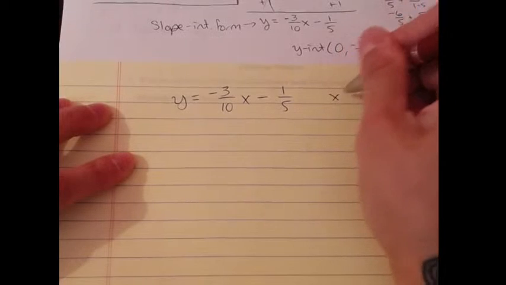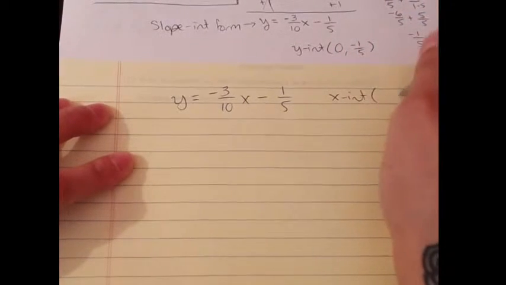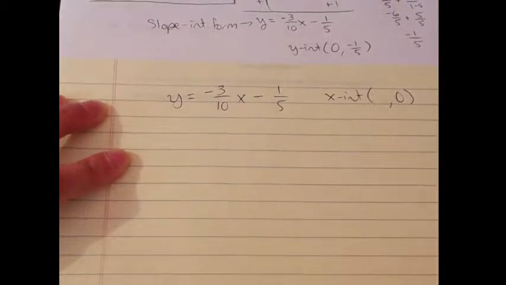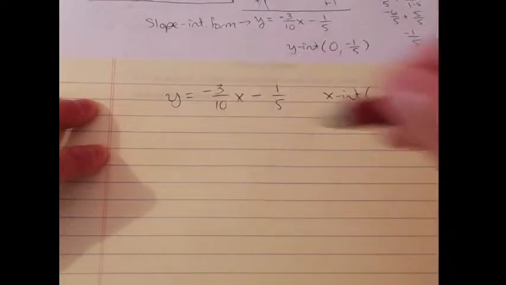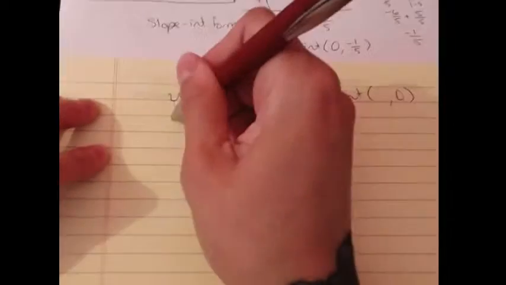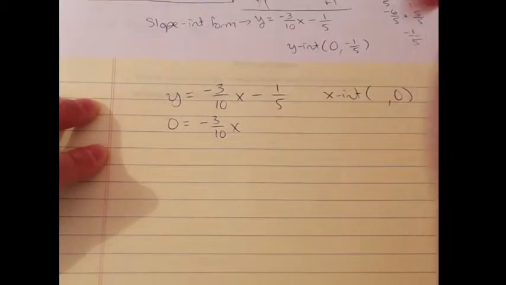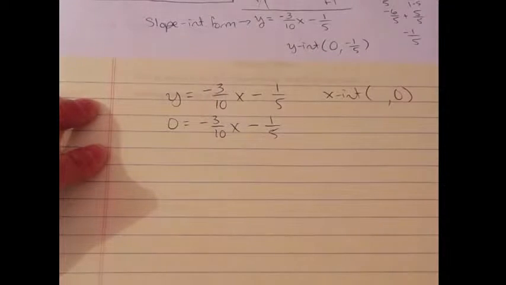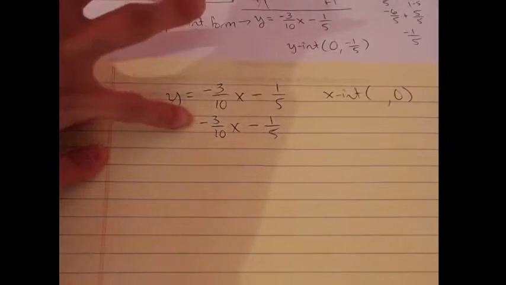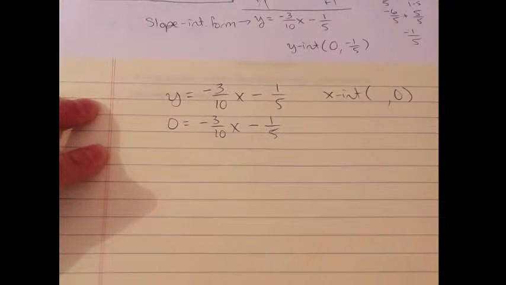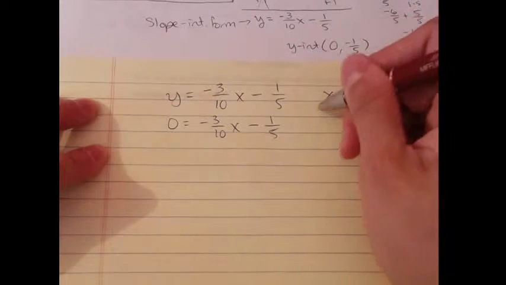So in finding the x-intercept, we recognize that y has to be 0. That's the only way we're going to be on the x-axis. So let's plug in a 0 for y and take a look. 0 is equal to negative 3/10 x minus 1/5. Recall that if we don't want to deal with fractions, we can simply multiply every term in the equation. You can only do this when you have an equation. We can multiply every term in the equation by the LCD.